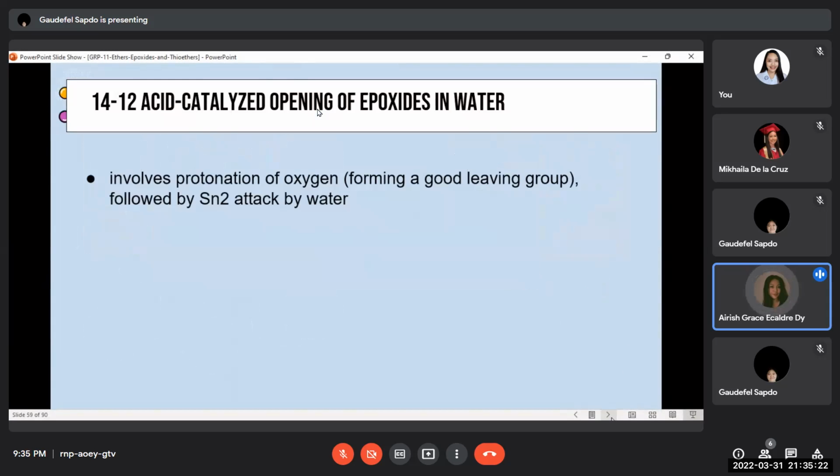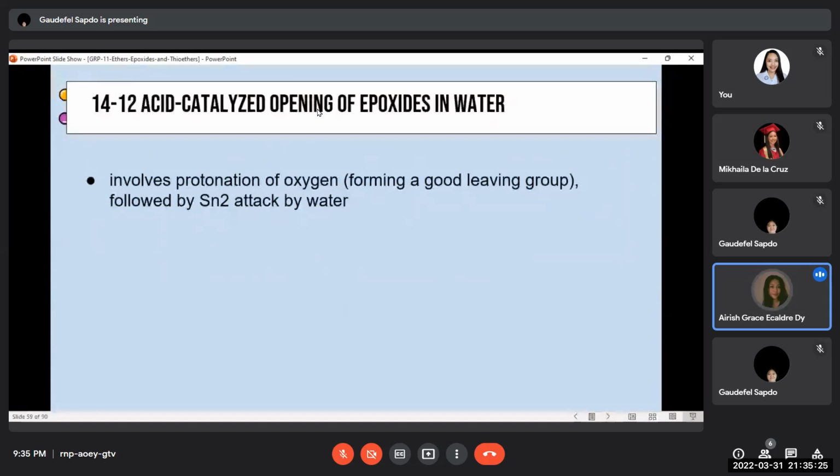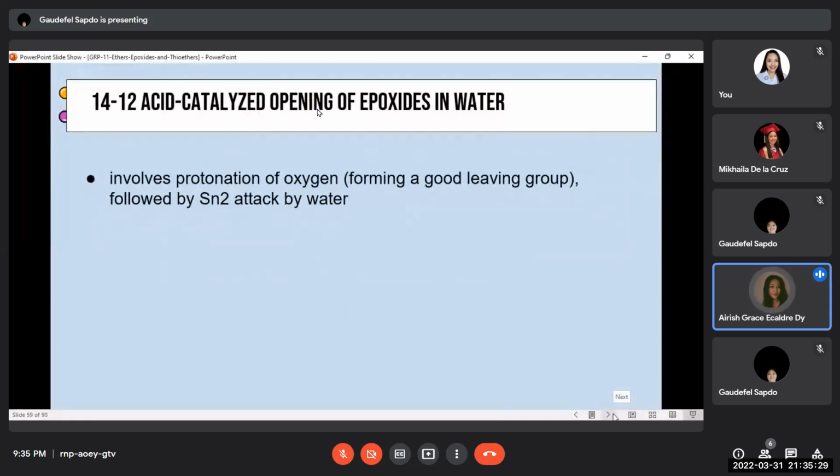The mechanism of this hydrolysis involves protonation of oxygen, forming a good leaving group, followed by SN2 attack by water. Anti stereochemistry results from backside attack of water on the protonated epoxide.